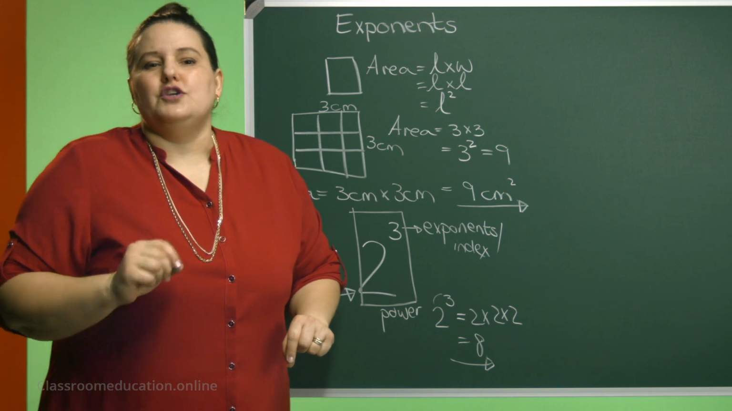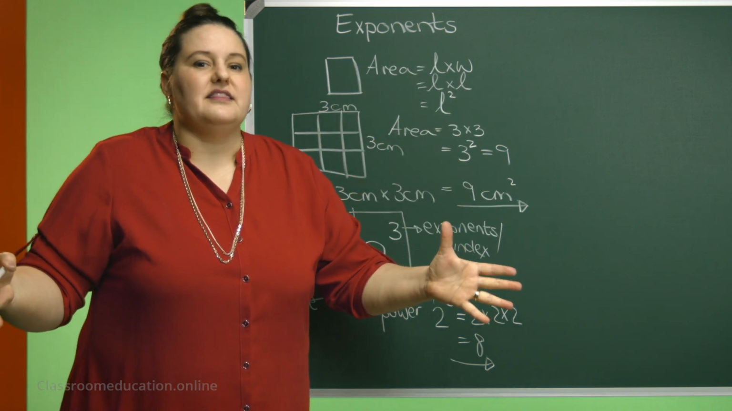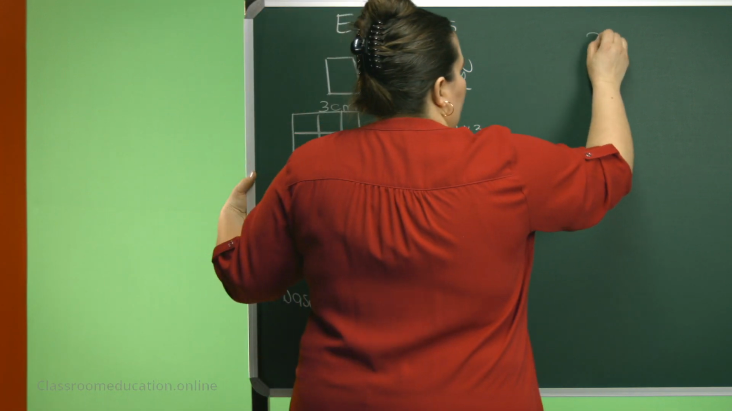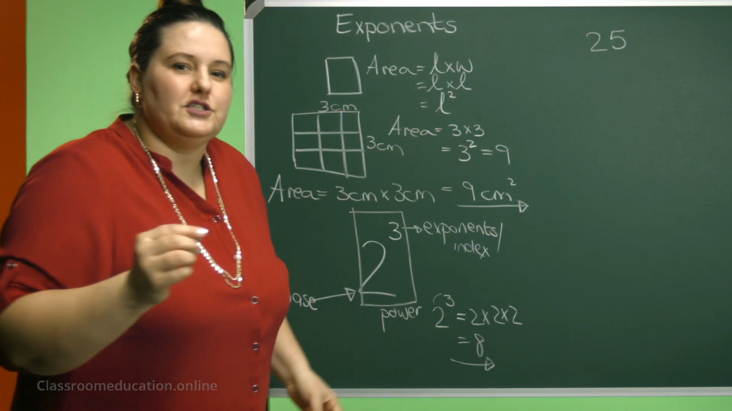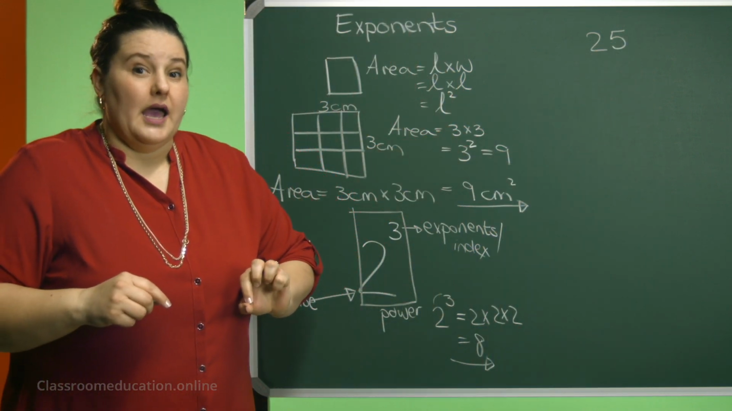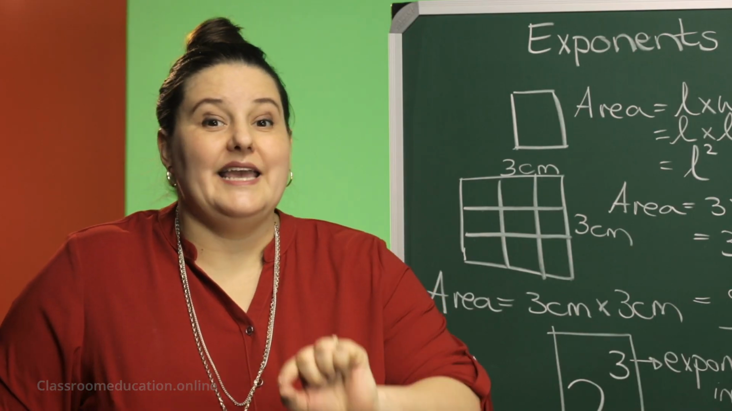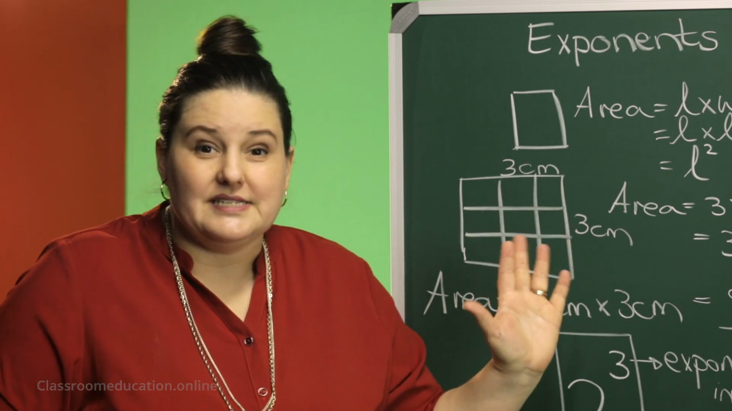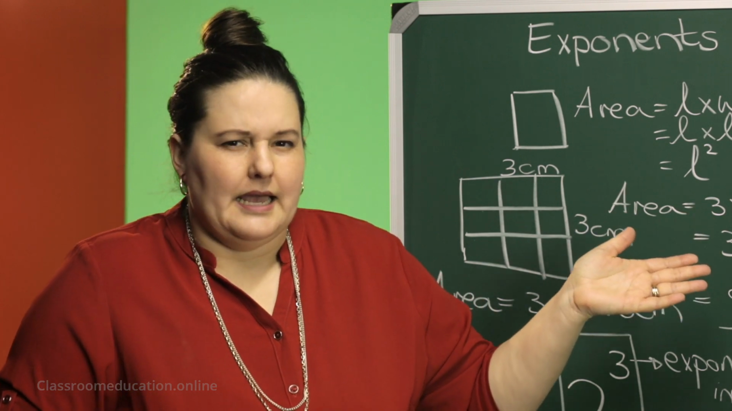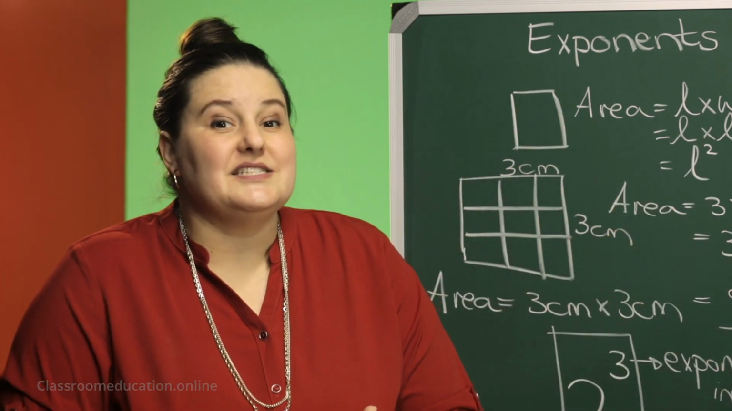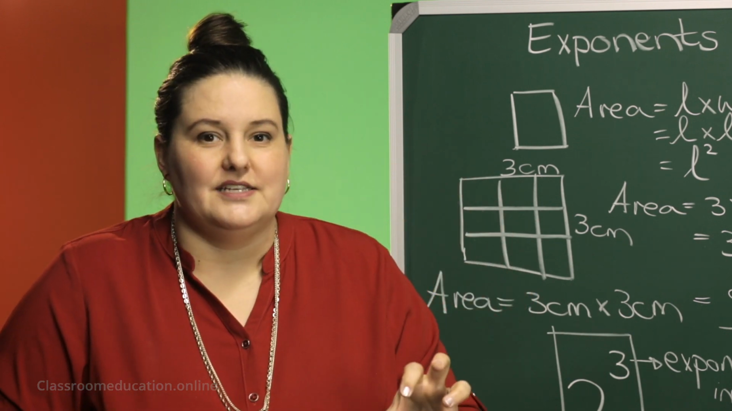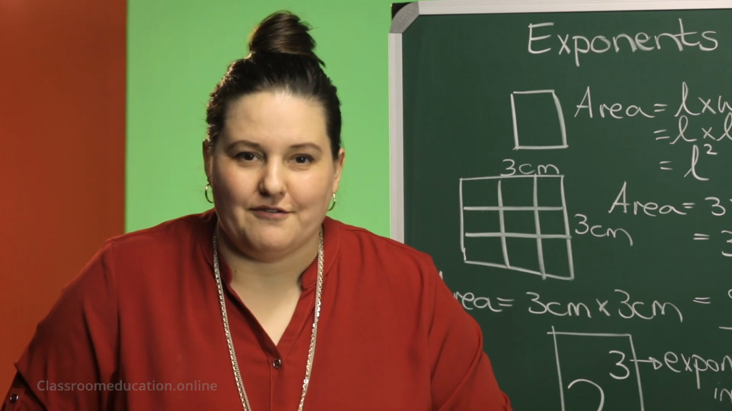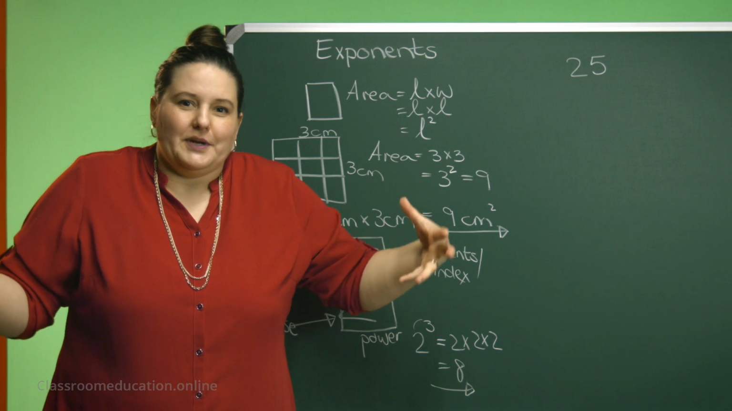Now, let's say I'm giving you a big square, and there is a total of 25 little squares. And my question is, what is the length of a side? Think of the picture. See if you can see it in your head. Maybe draw it. If I have a big square consisting of 25 little squares, what's the length of one side? Yes, it is 5.